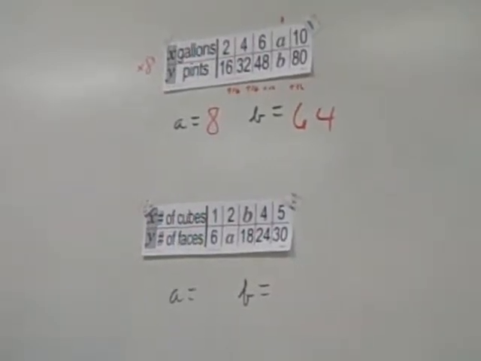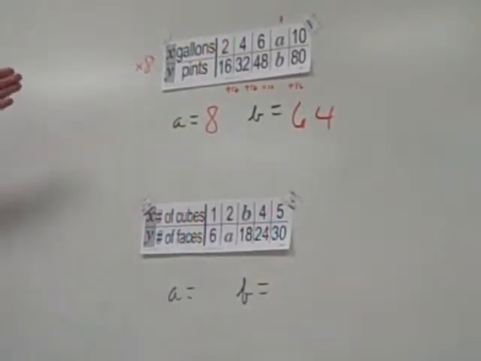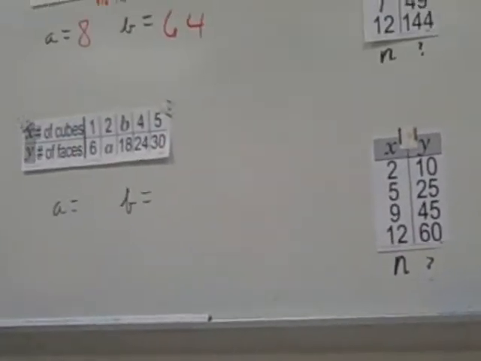Number of cubes, number of faces: 1 to 6, 2 to 18, 4 to 24, 5 to 30. Melody, what jumps out at you? Sideways or up and down? What were you going to say? You had your hand up. What were you going to say?